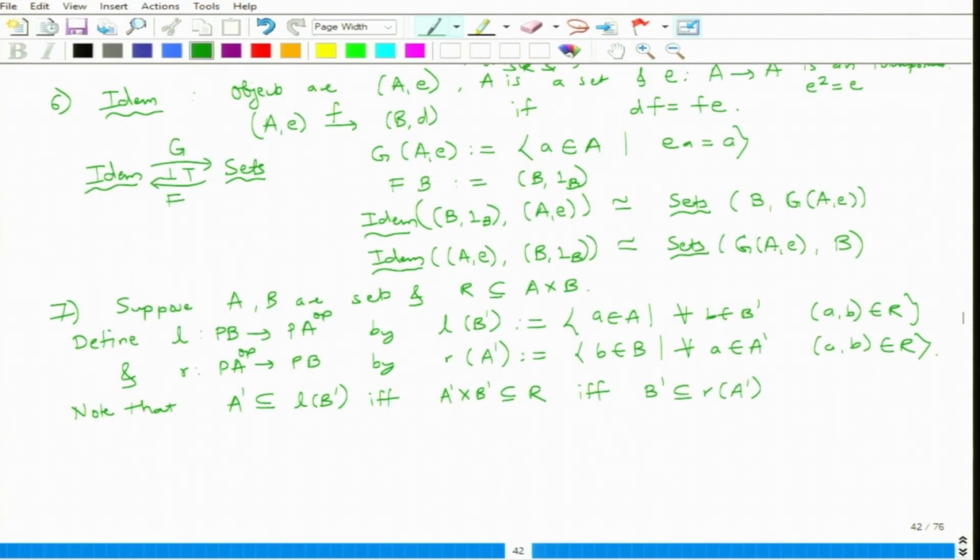If you understand this much, then what are we saying here? That the home set from A prime to LB prime is non-empty if and only if the home set from B prime to RA prime is non-empty. Which means these home sets are in bijection with each other. But which one is left adjoint, which one is right adjoint? This is symmetric. Everything is symmetric.